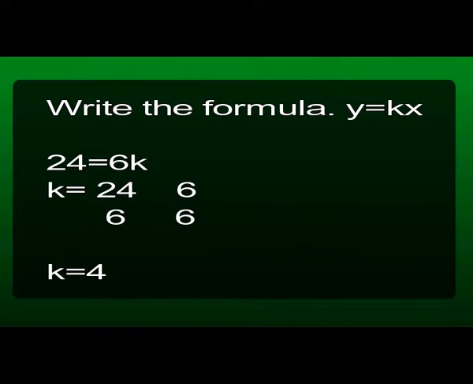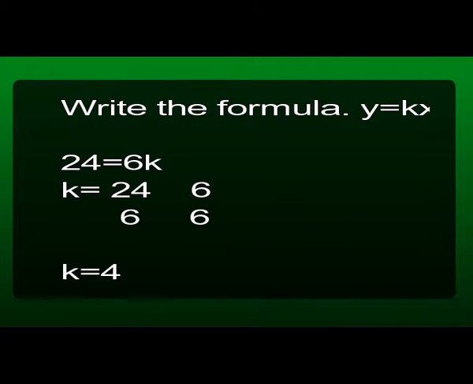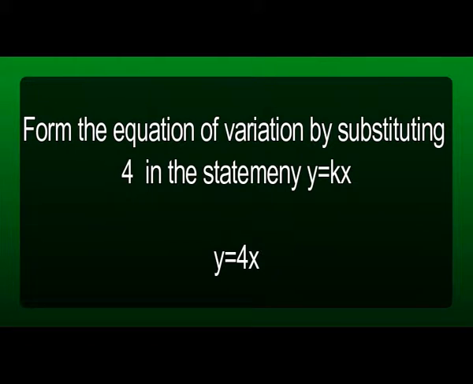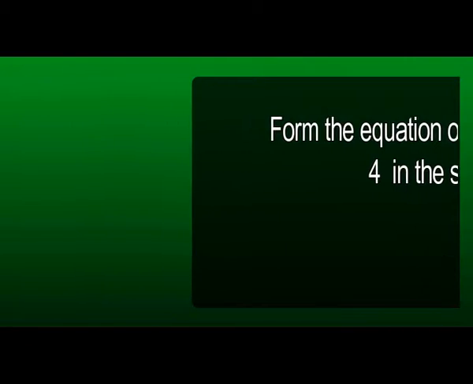So, write the formula of direct variation. y is equal to kx. So, the given is x equal to 6 and y is equal to 24. So, 24 is equal to 6k. Divide both sides by 6. Therefore, the constant of variation is 4. Form the equation of the variation by substituting 4 in the statement y is equal to kx. So, the statement will become y is equal to 4x.